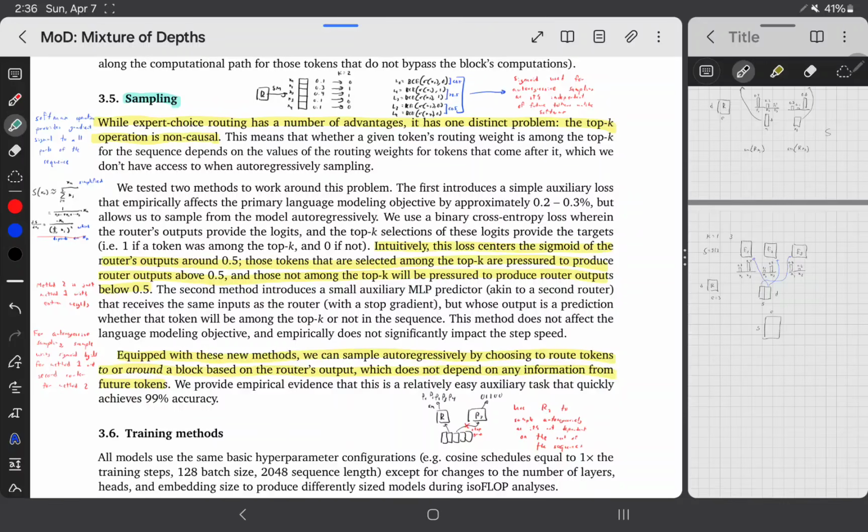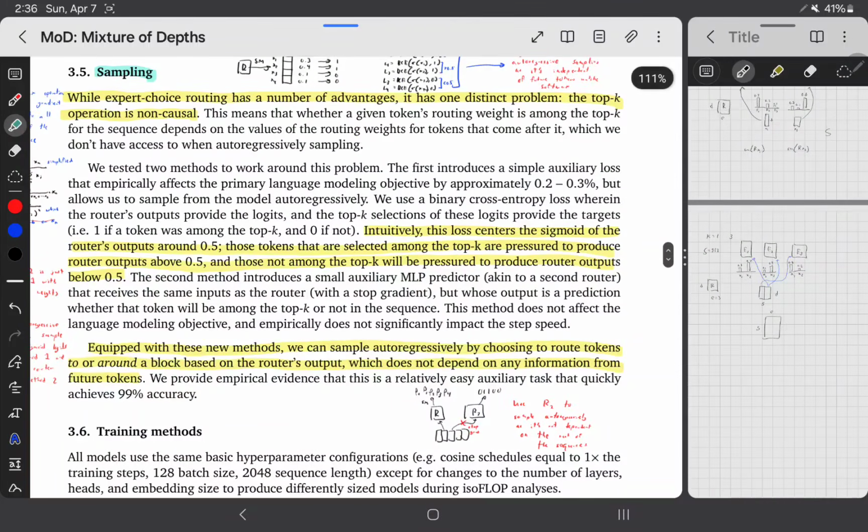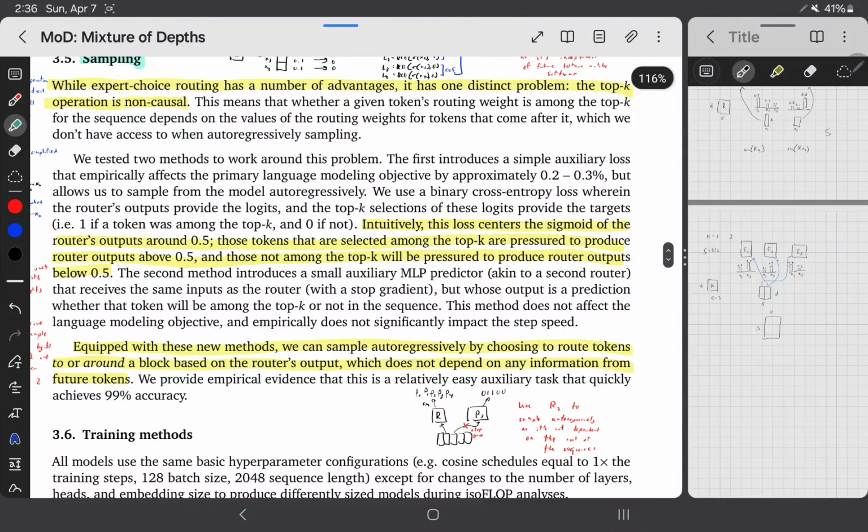So the first method is, let me expand this. The first introduces an auxiliary loss that empirically affects the primary language modeling objective approximately 0.2 to 0.3%. So the loss is higher than desired, but not by a lot, and it allows us to sample from the model autoregressively, which is what you want in a GPT model.